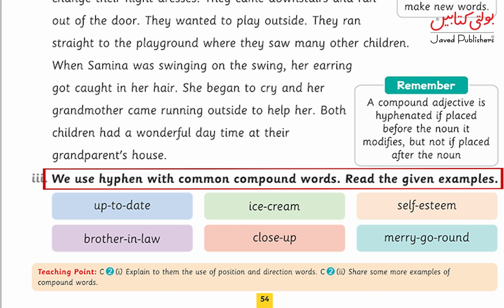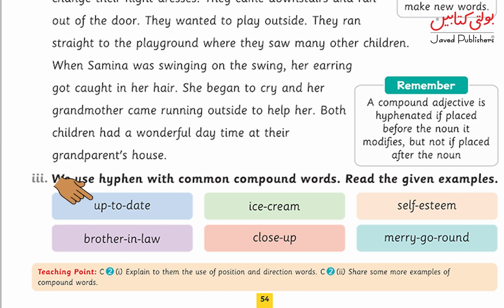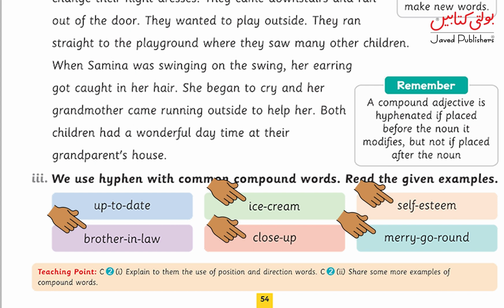Now let's learn about common compound words. Here some common compound words are up-to-date, and here you can see in this compound word we have used a hyphen. Hyphen is a small dash, and a compound adjective is hyphenated if it is placed before the noun, but not if it is placed after the noun. For example, here hyphenated compound words are up-to-date, ice cream, self-esteem, brother-in-law, close-up, merry-go-round.